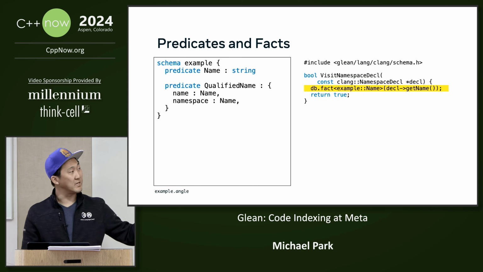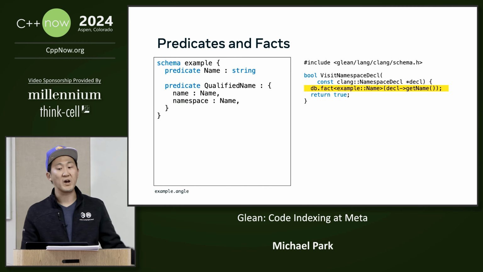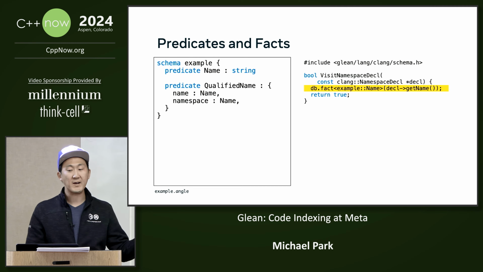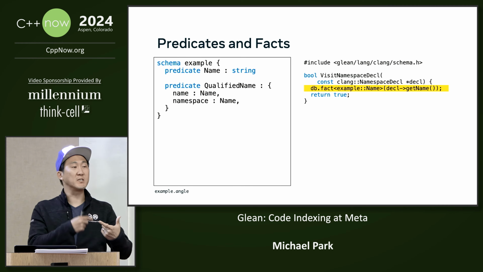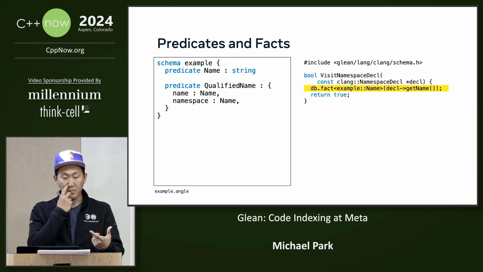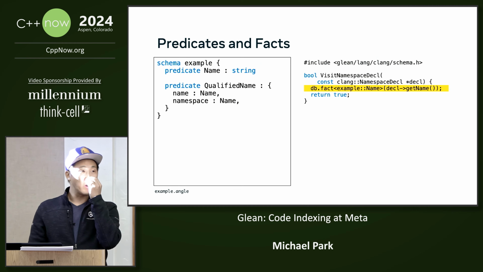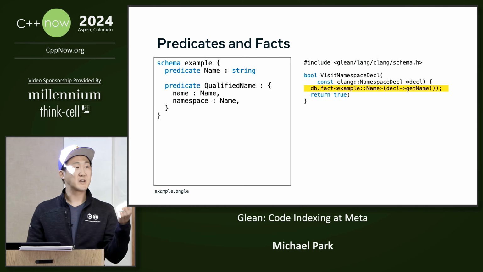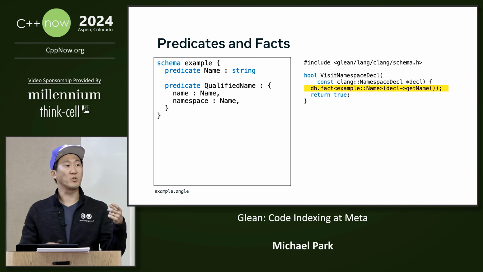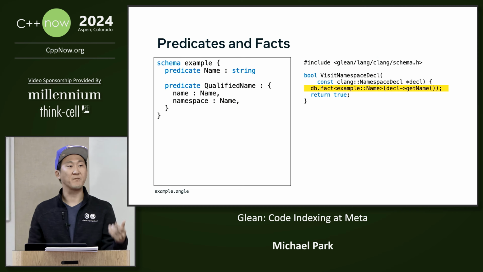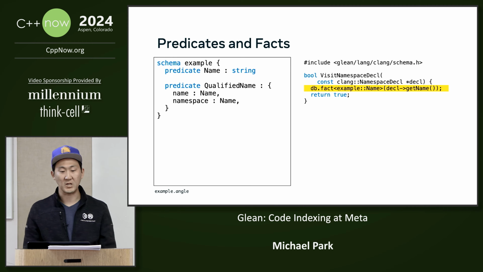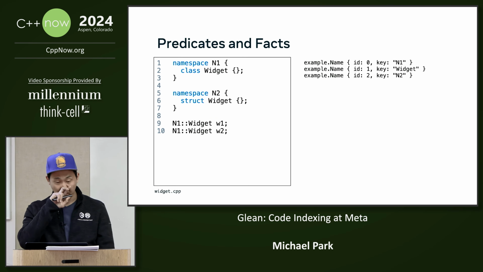There's this db utility that's provided, and calling fact will generate that fact and send it to Glean, right? The return value of this fact call is going to be a fact handle. And so we're going to be able to refer to other facts with that handle that we get from facts. And I'll give an example of that in just a moment.